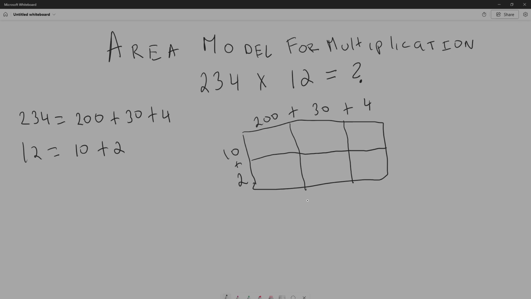So here 10 times 200 is gonna be 1 times 2 is 2, and how many zeros? 3 zeros, so that's 2000. Now 10 times 30, that would be 3 and 2 zeros, that's 300, and then 10 times 4, that's 40. And now 2 times 200, that should be 400. 2 times 30, that should be 60. And the last one is 2 times 4, that should be 8.